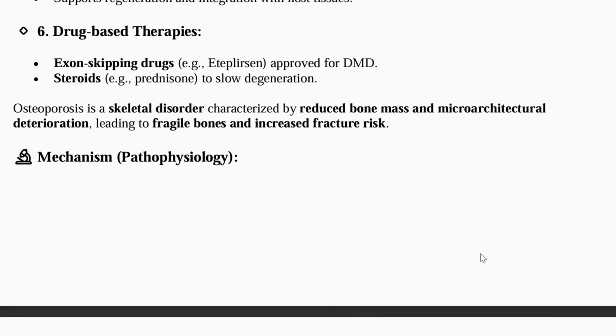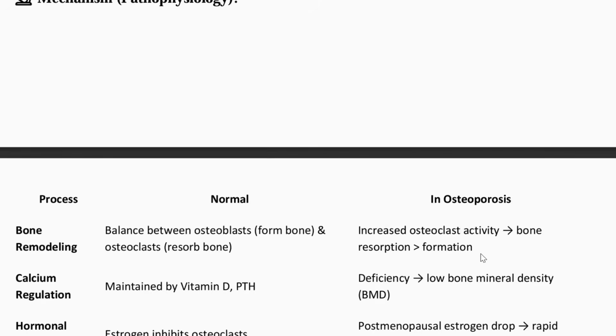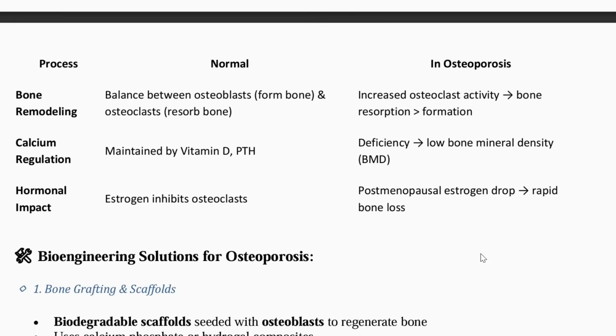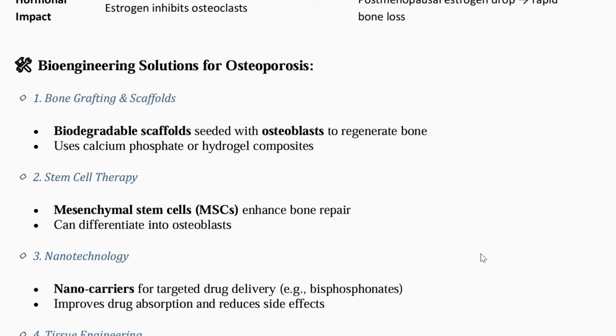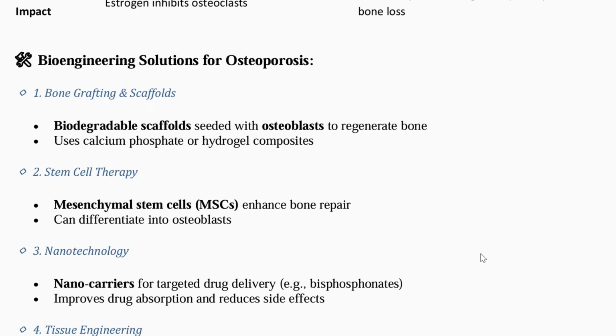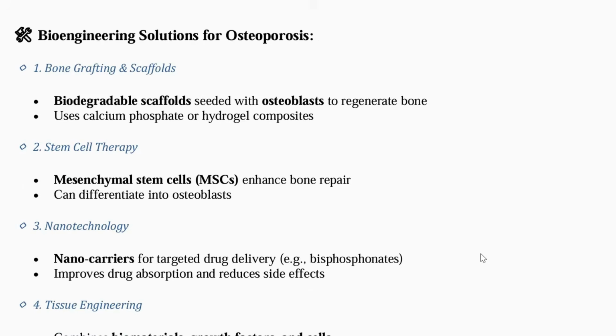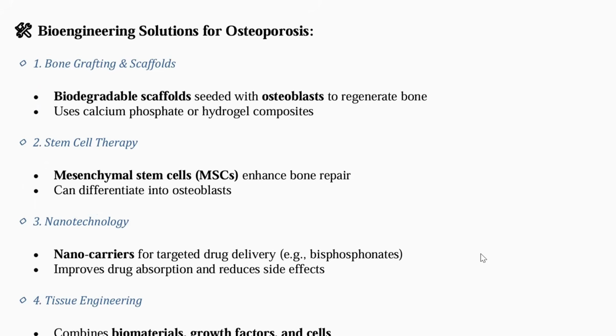Osteoporosis is a skeletal disorder that is characterized by reduced bone mass and microarchitectural deterioration leading to fragile bones and increased fracture risk. So, what is normal and what is in osteoporosis, the difference is given, please refer. Bioengineering solutions are bone grafting and scaffold, where these are seeded with osteoblasts to regenerate the bone. Uses calcium phosphate or hydrogel composites.